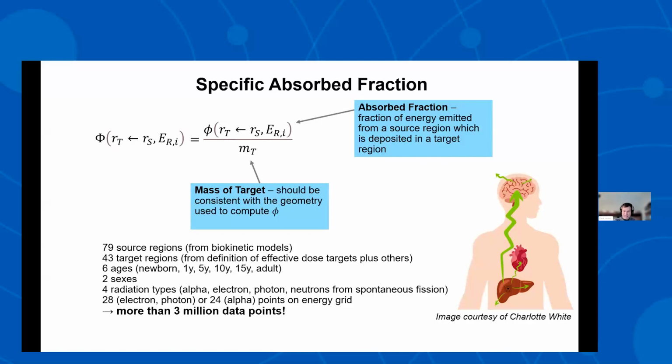The SAF set used in these latest internal dose coefficients is significantly more expansive than in the past. When you consider the number of source and target region combinations, the 12 reference individuals, and the 4 radiation types, the SAFs alone account for more than 3 million individual data points.